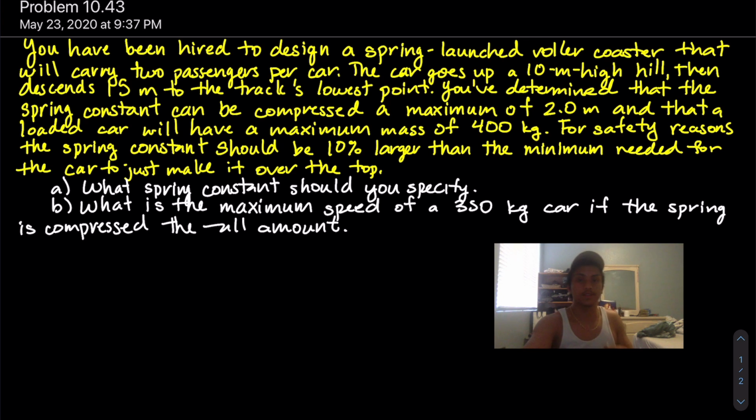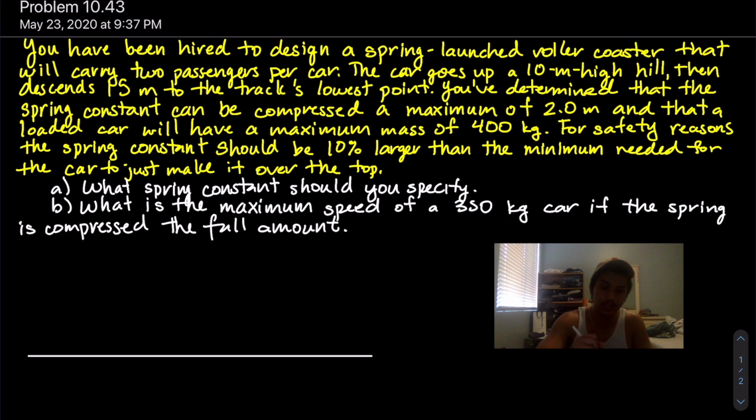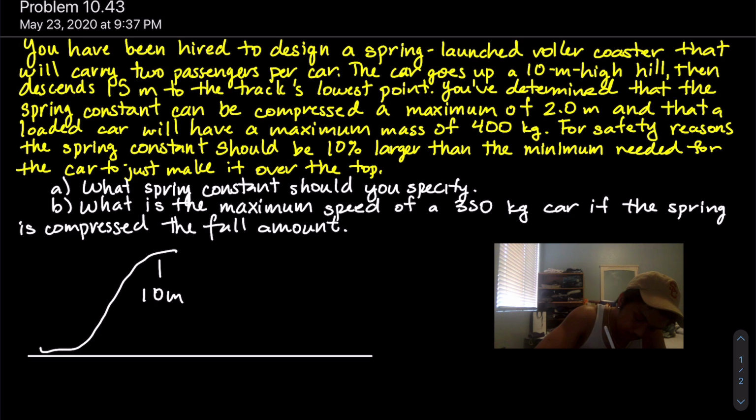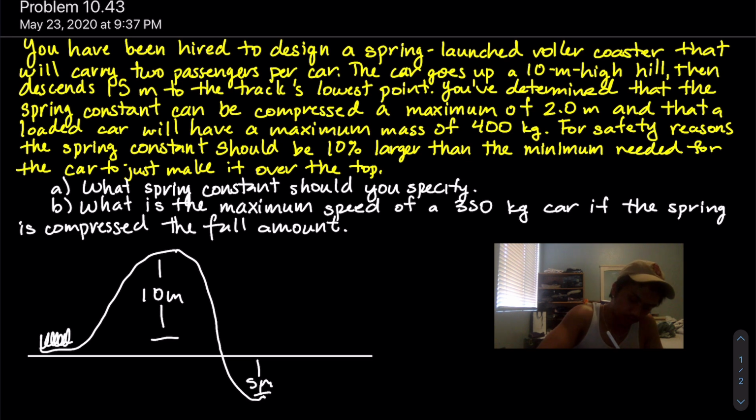So first, I'm gonna draw a diagram so we know what we're looking at. This is gonna represent the ground. Then it says that the car goes up a 10-meter high hill, so this is gonna represent 10 meters. And then it descends 15 meters to the track's lowest point, so this plus another 5. So this is gonna be 5 meters. And then also it's spring launched. So here's the spring, and it's gonna be going this way.